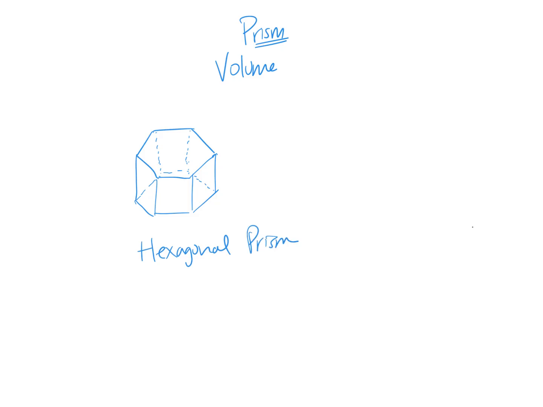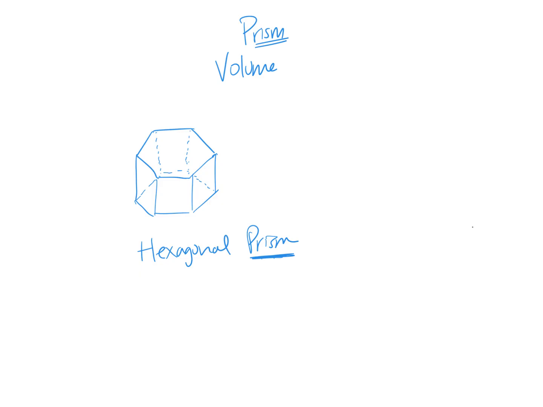Is there only a hexagonal prism, or is there everything? There's a triangular prism. You can make the base a trapezoid, a trapezoidal prism. The base can be all kinds of different shapes. What makes it a prism is that the faces that are not bases are rectangles.